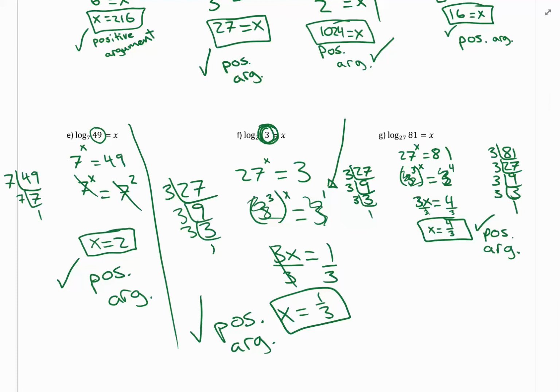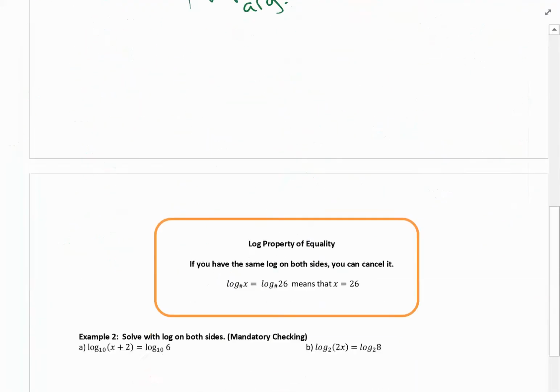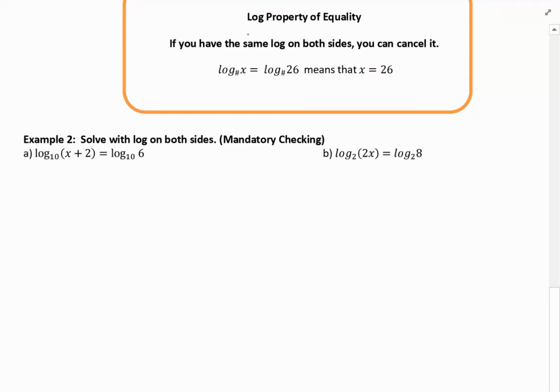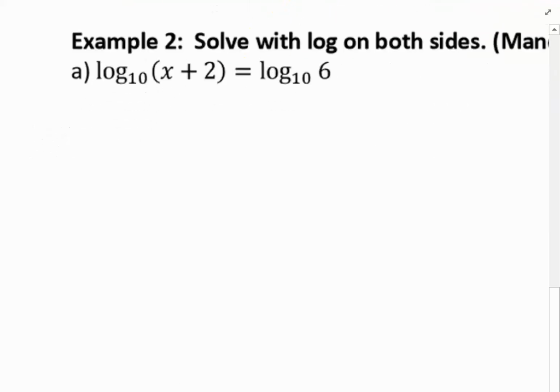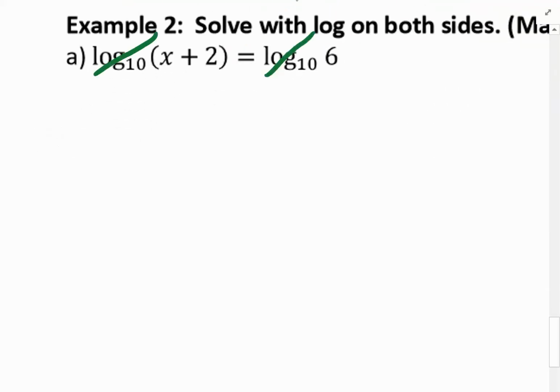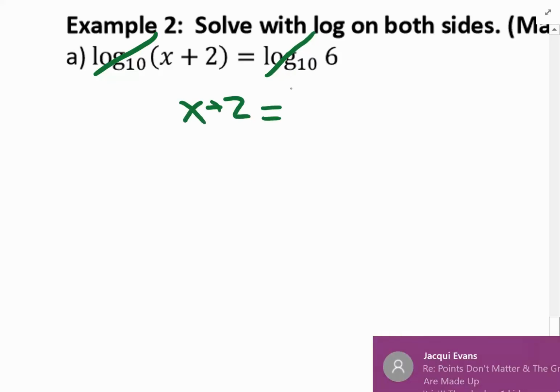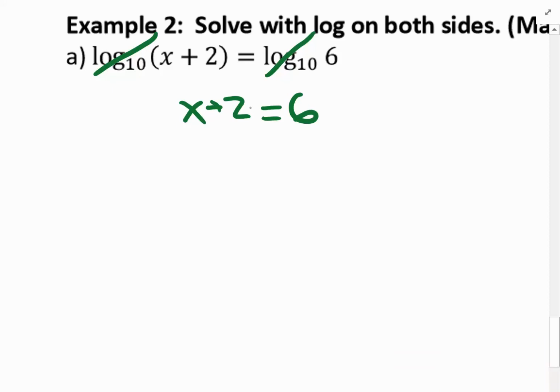All right, let's do some easy ones. Back of the page. The log property of equality says if you have the same log on both sides, you can cancel it. So then you just have what's left as the argument, x equals 26. So these are great. They just cancel. They look way more complicated and then they turn out to be the easy ones. Cancel the logs. Include the base is part of the log, so don't write those 10s anymore.